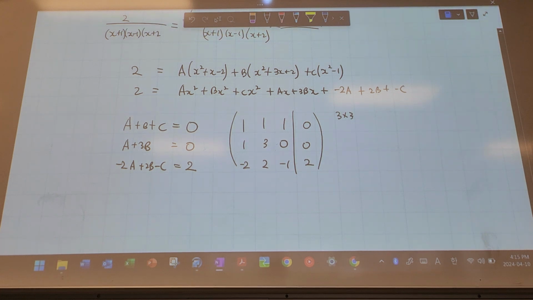R1. Once again, my goal, the first top left part is already 1, right? So that's fine. So my goal is to attack this one. We're going to attack that one.